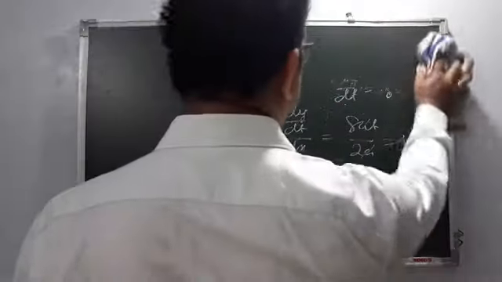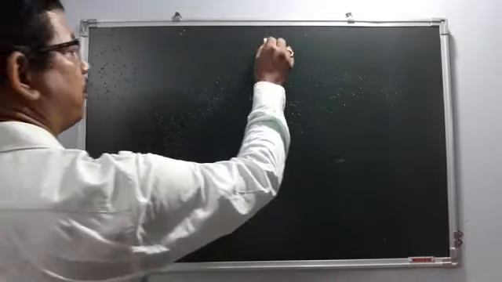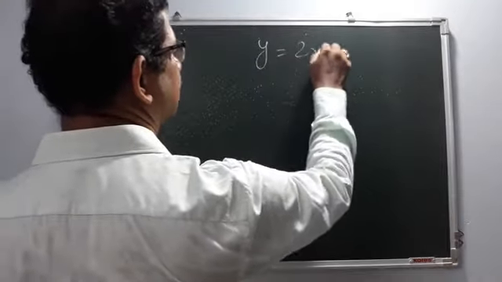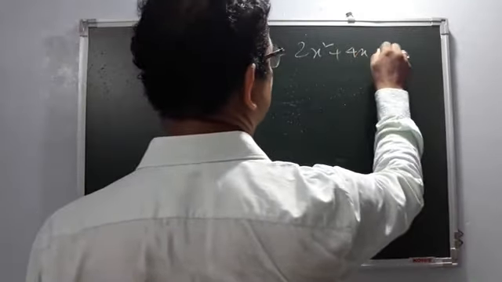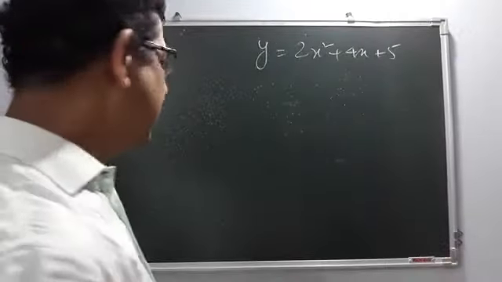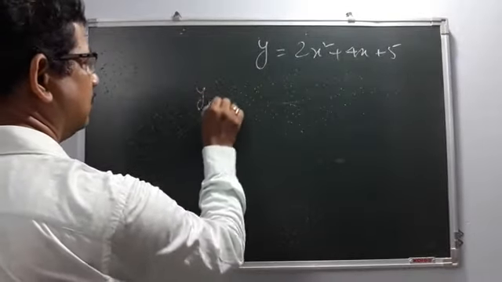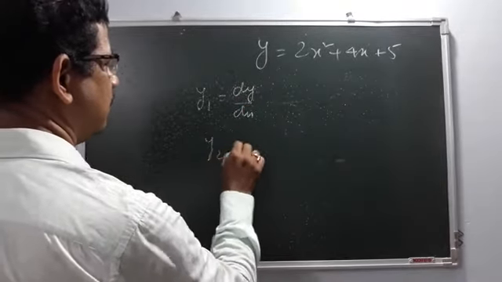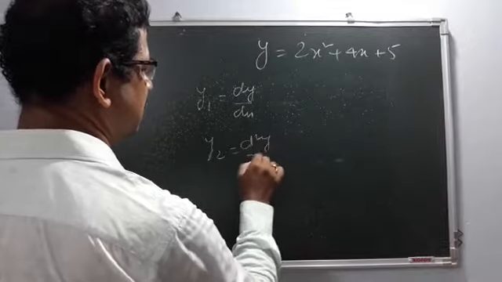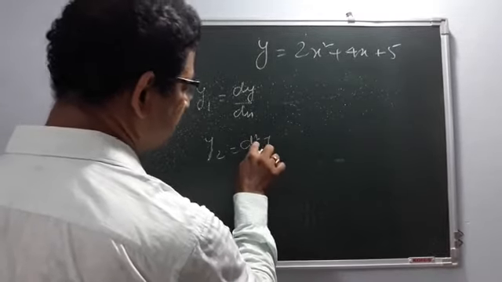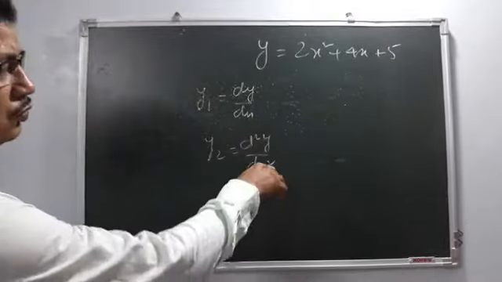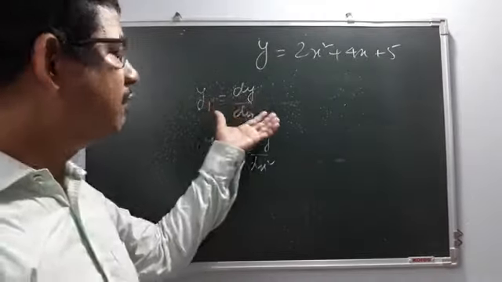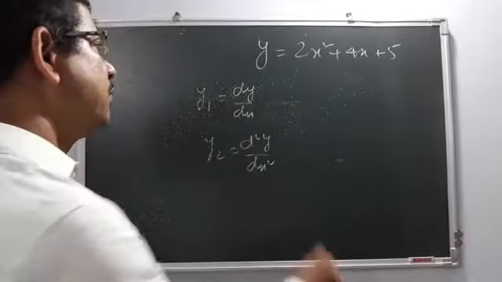Then double derivative. Suppose your y is given as 2x square plus 4x plus 5. y1 is dy dx. y2, that is the double derivative, is d2y dx2. See here, 2 is just on the power of d. This means differentiation of this one again. So it is too simple.